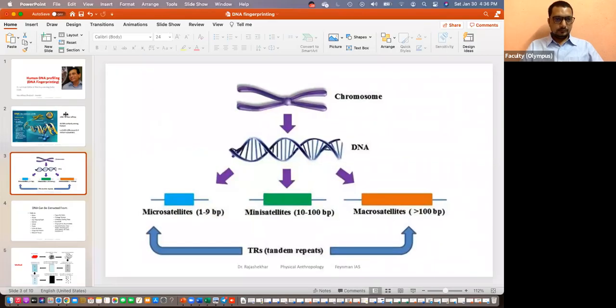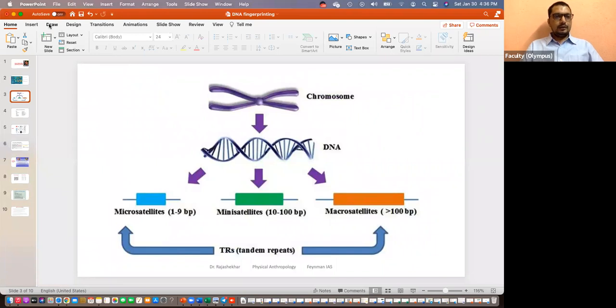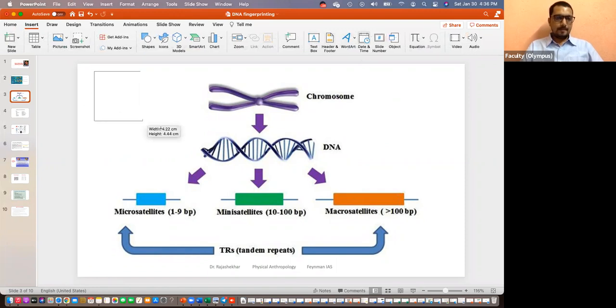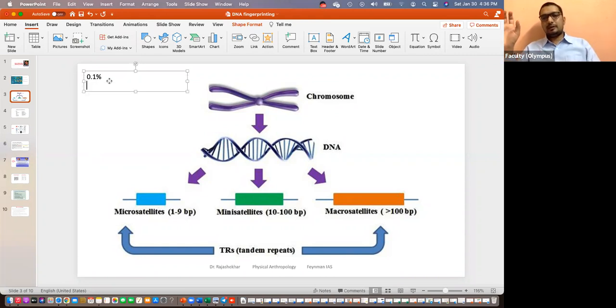Within this 0.1% difference that we are talking about in our DNA, there are a few regions where there is a higher amount of variation, because we are not interested in knowing all 3 lakhs or 30 lakhs letters. That is too much to look for simply identifying a person's identity, right? Instead, we want to focus on the regions with a high amount of variation.